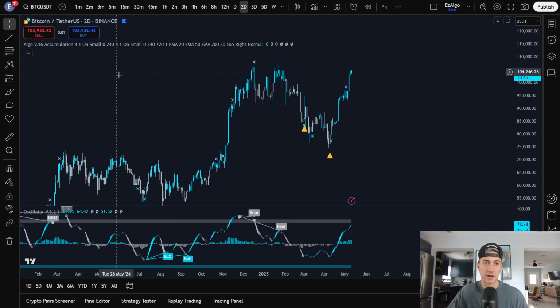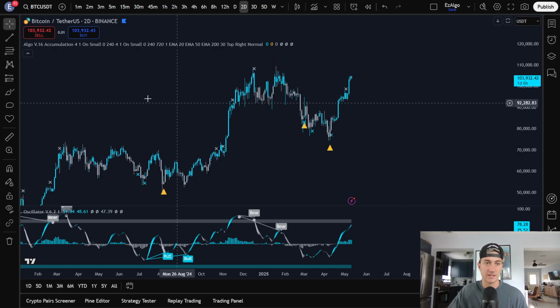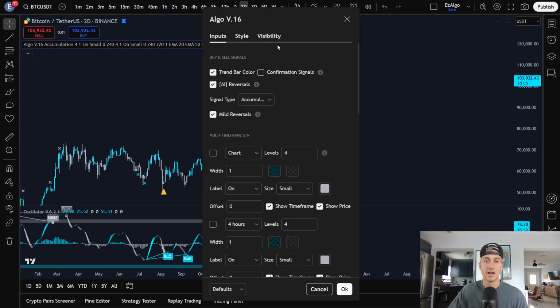Let's jump right into it. So this is the newest update of EzAlgo V16. If we hop into the settings here and come down to buy and sell signals, we want to make sure the accumulation signals are turned on. That's what we're going to be going over in this video. Not only am I going to be showing you guys how these work, I'll also be going over and backtesting these signals and showing you how we're getting an 85 to 90% win rate since Bitcoin's inception.